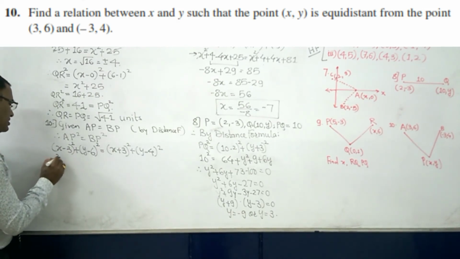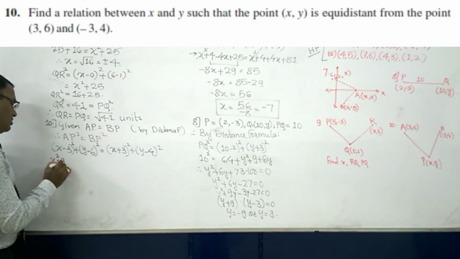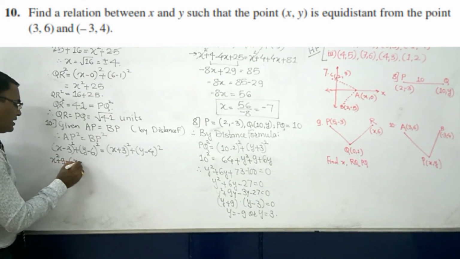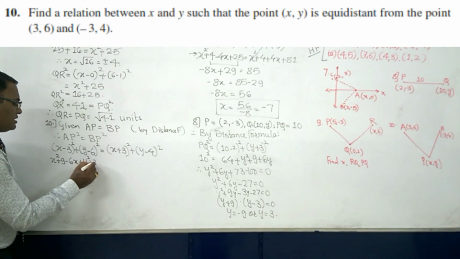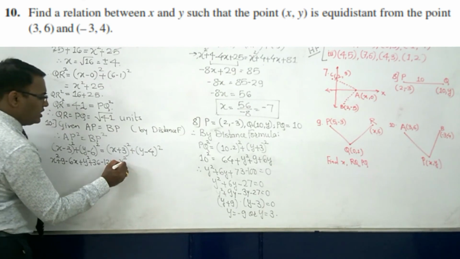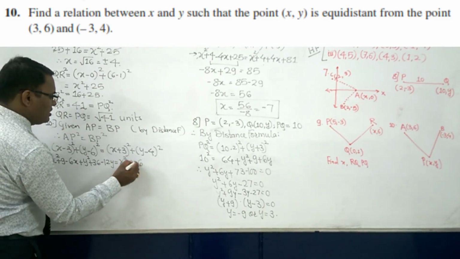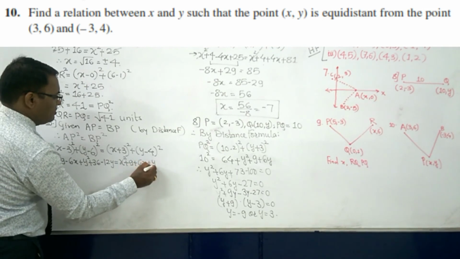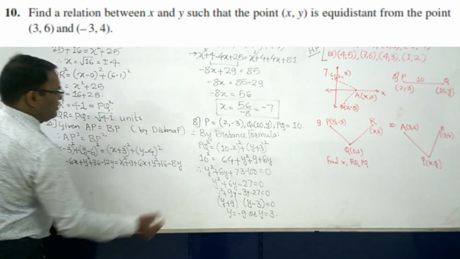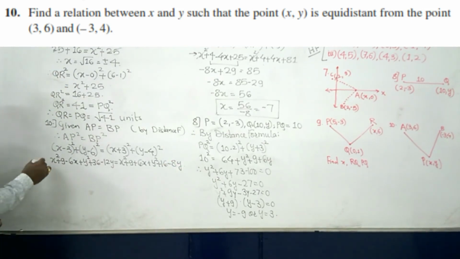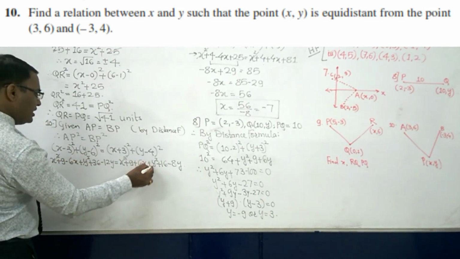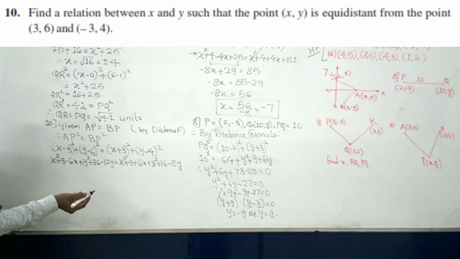So it will be x square minus 6x, since 3 square is 9 and 2 into 3 is 6x, then y square plus 36 minus 12y, equals x square plus 9 plus 6x plus y square plus 16 minus 8y. Okay, so here what will happen? x square cancels, y square and y square get cancelled.